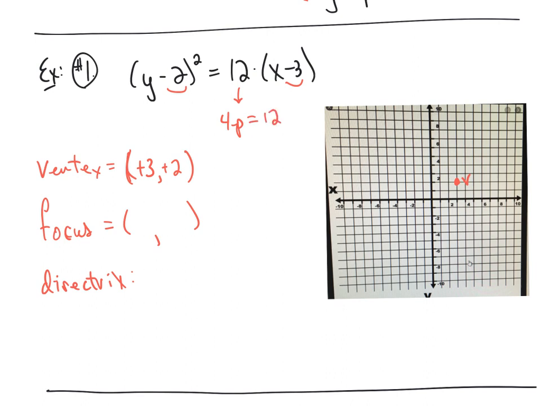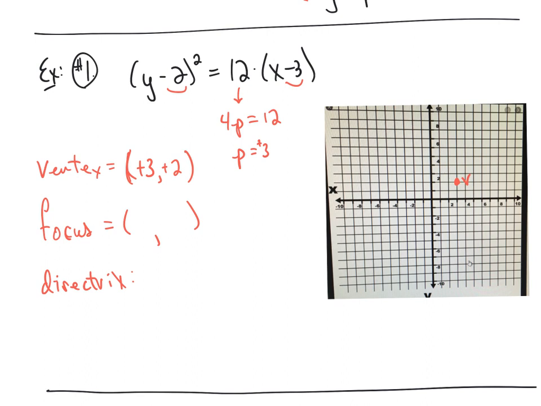Okay? And then solve for P, in this case dividing both sides by 4. So that means P is equal to 3. So by definition, P is the distance from the vertex to the focus and from the vertex to the directrix. So we know the distance. The distance is 3. Also, you can tell obviously that the 3 is positive, so that tells us whether it opens up and down, right or left.